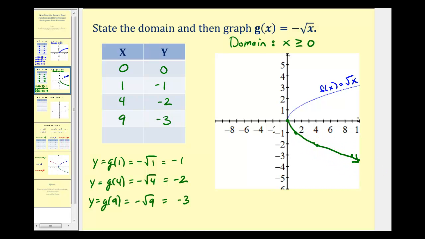So here's the graph of the given function, g of x equals negative square root x. Notice that because this function changed the sign of the y coordinates, it's a reflection across the x-axis.